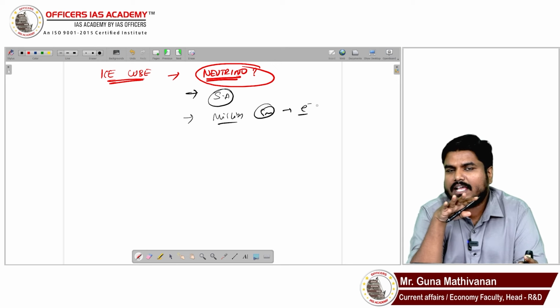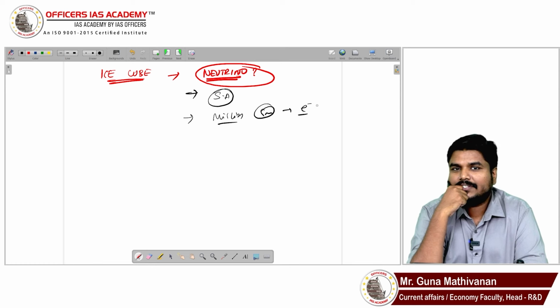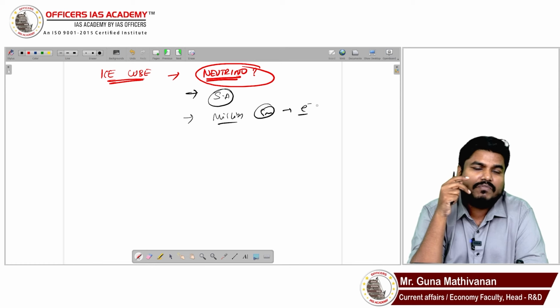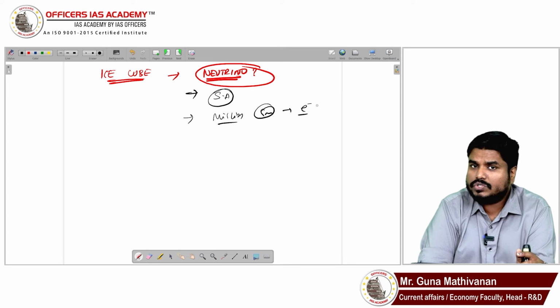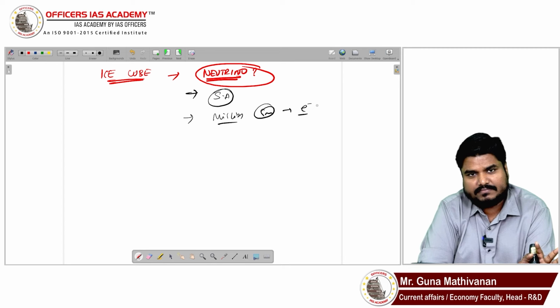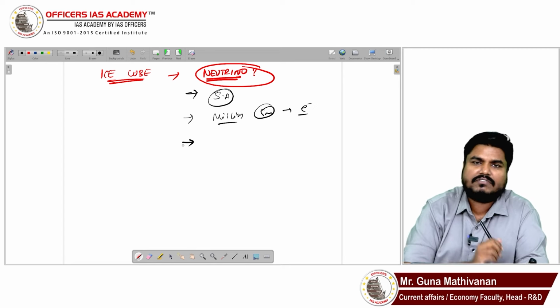It will not have any charge. The mass of the neutrino will be very, very less, close to zero. Since the mass is almost zero, the neutrinos will not react with anything. It will not even react with electromagnetic force.